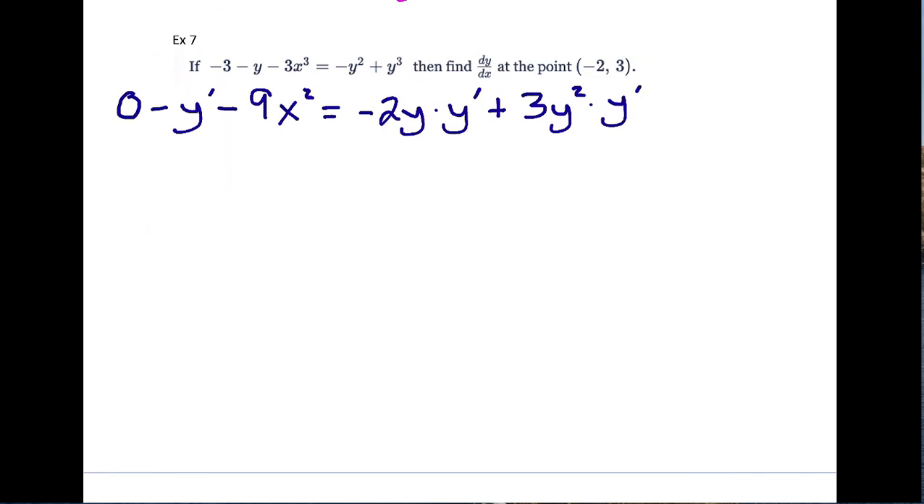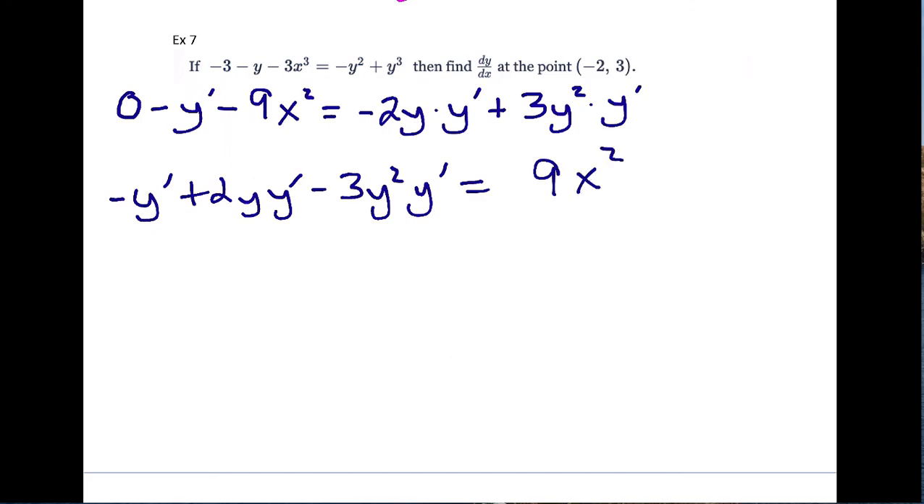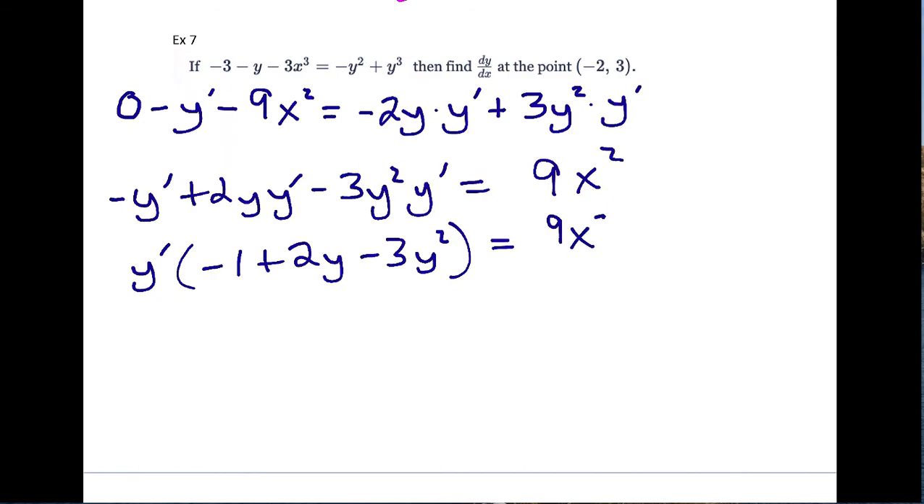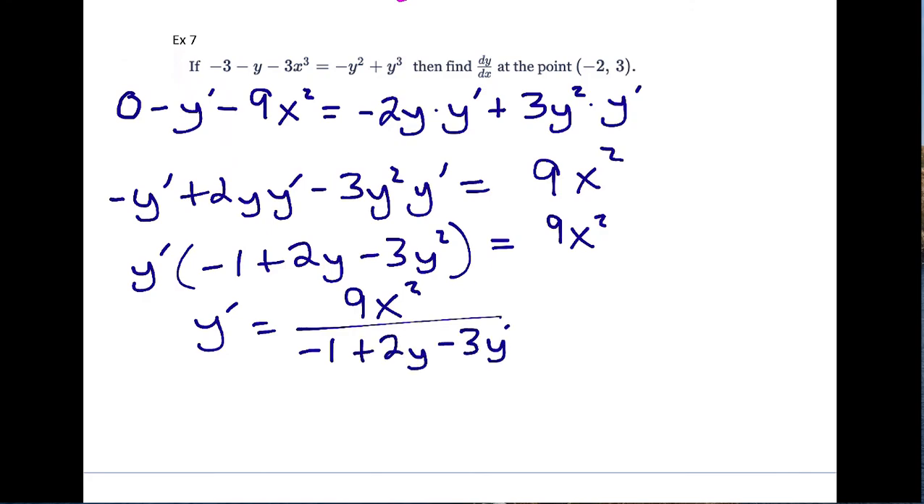If I go through and solve this for y prime, negative y prime plus 2y y prime minus 3y squared y prime equals 9x squared. If I just move everything around and factor out a y prime, this is negative 1 plus 2y minus 3y squared equals 9x squared. Divide, and I got y prime is equal to 9x squared over negative 1 plus 2y minus 3y squared.